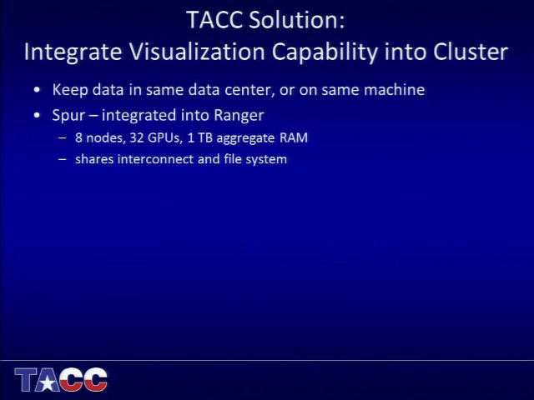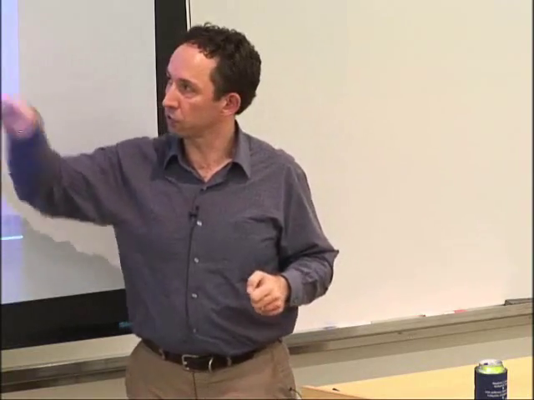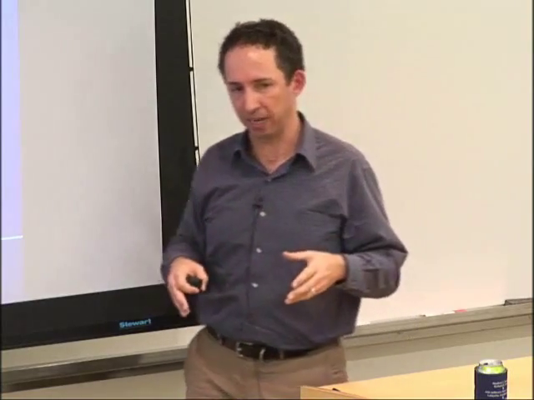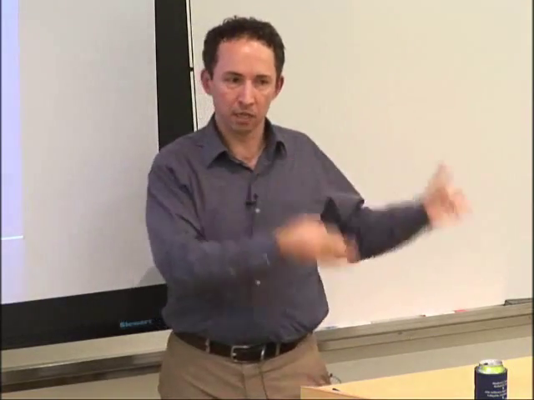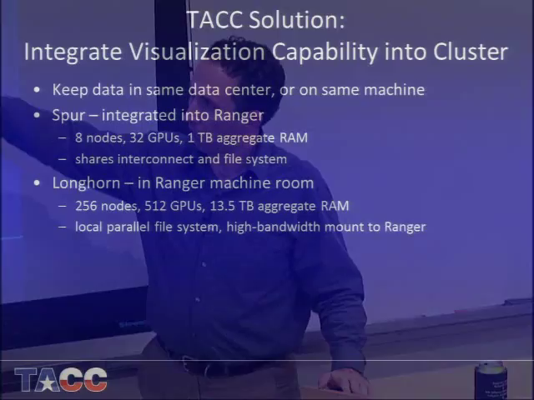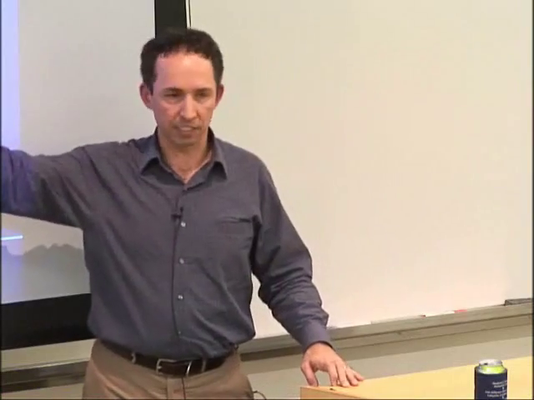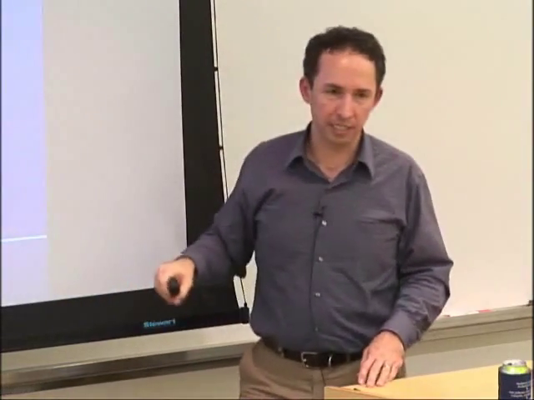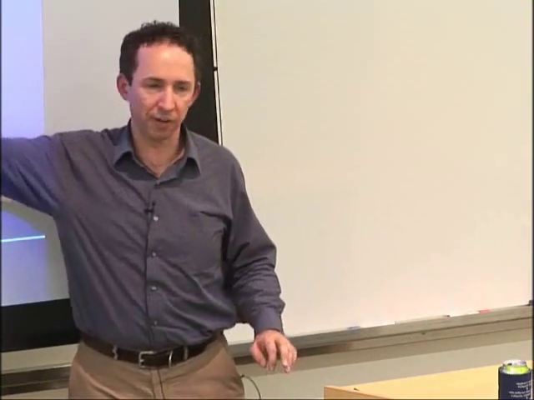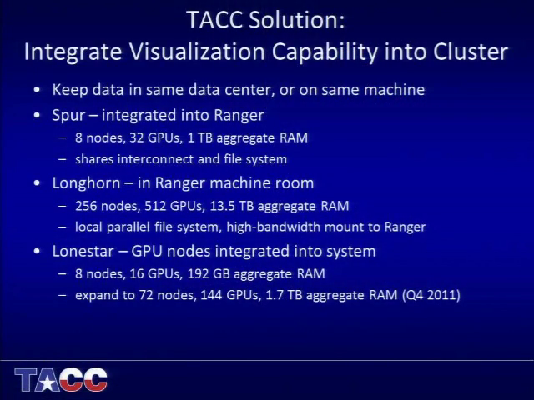So our first system like this was built in 2008, Spur, which was an attachment to Ranger. 8 nodes, 32 GPUs, and a terabyte of aggregate RAM. And each single node had at least 128 gigabytes of RAM because there are still some legacy shared memory codes that need that much RAM. Longhorn is a machine we just put out in 2010. 256 nodes, 512 GPUs, and 13.5 terabytes of aggregate RAM. And because it's in the same machine room, we can put a very high bandwidth connection to the Ranger file system and operate on the data without moving it.